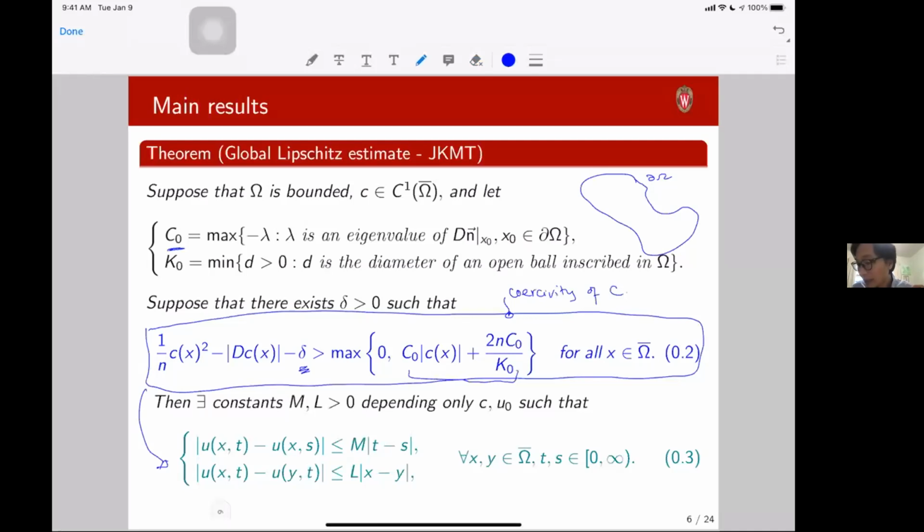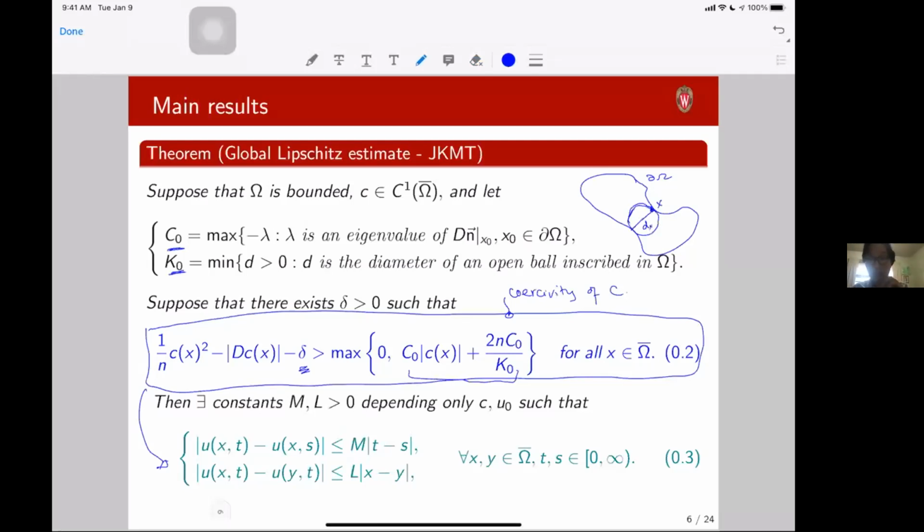And the second term, K naught, is the minimum of D, for D the diameter of open inscribed balls in omega. For example, if I take this point, I'm going to try to draw the biggest ball that is inscribed in omega, touching the boundary at X, and the diameter here is going to be exactly dx, and I'm going to take K naught to be the minimum of all such diameters.